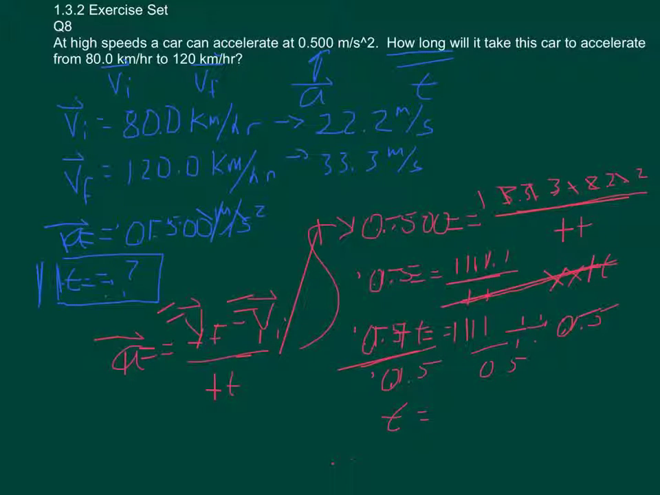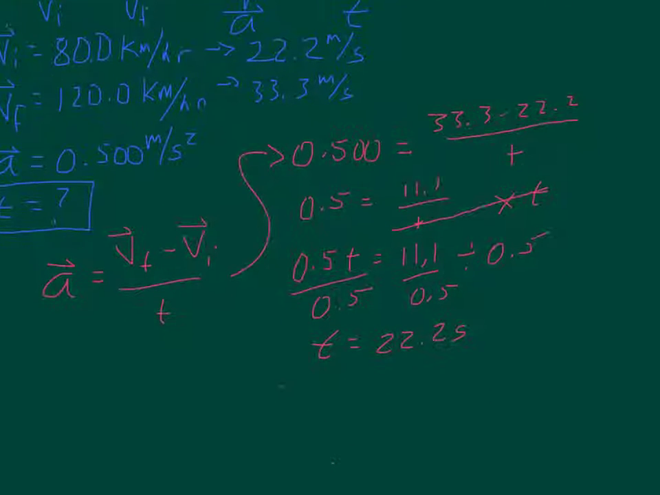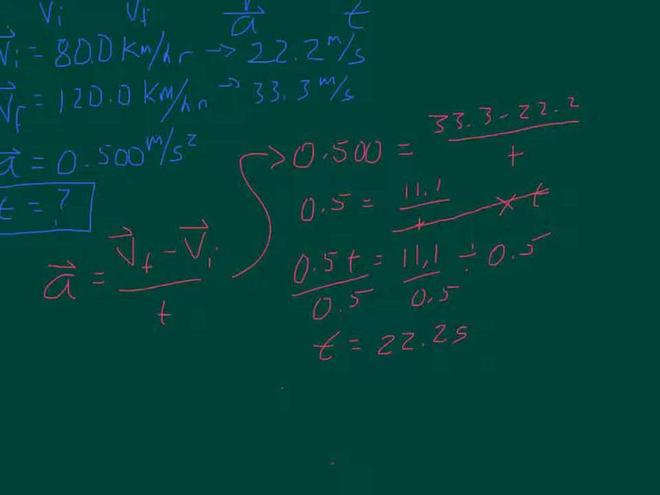Okay, now I have t equals 22.2 seconds. Well, I've got to look at my sig figs. I had 3, 3, 3, so I want 3, so that in fact is my answer right there. How long will it take? It will take the car 22.2 seconds to accelerate from 80 kilometers per hour to 120 kilometers per hour.